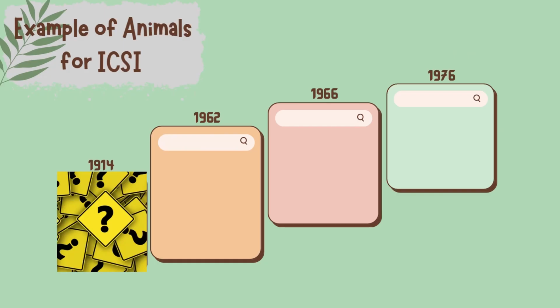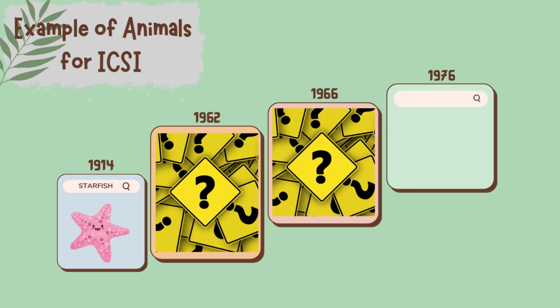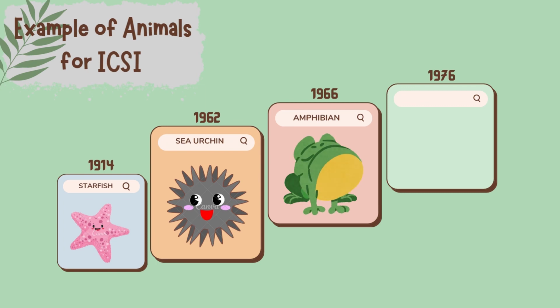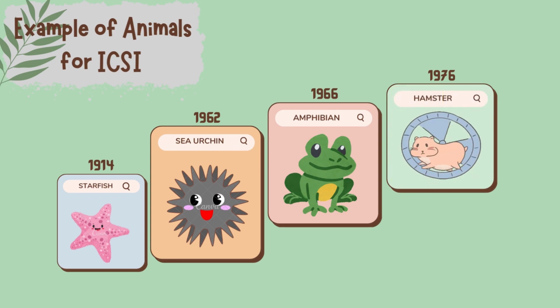Now, let's guess what animal was first studied for ICSI in 1914. It is starfish. Now, let's guess the next animals that were studied and reported. These are sea urchin and amphibians. In 1976, can you guess what mammal succeeded in fertilization through ICSI? Yes, it's a hamster.